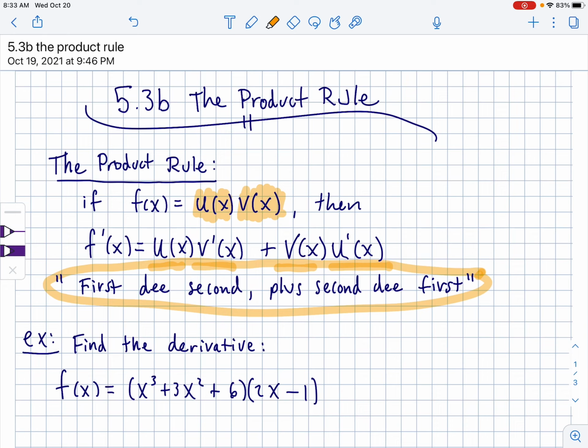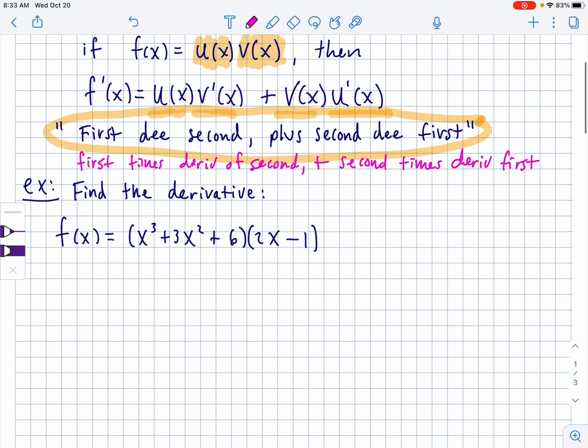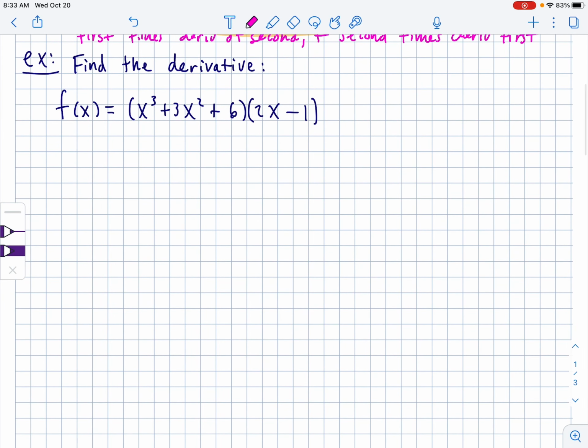But to be honest, guys, if I can be honest for a second, I really just think of it as first d second plus second d first. The d means derivative. So it's like first times the derivative of the second. I guess I could put that out. It's like the first function times the derivative of the second, and then plus the second function times the derivative of the first. So first d second plus second d first.